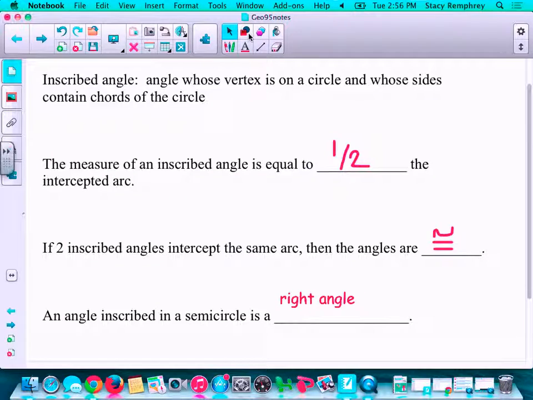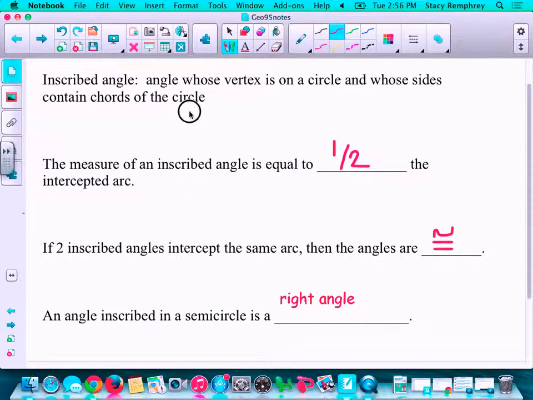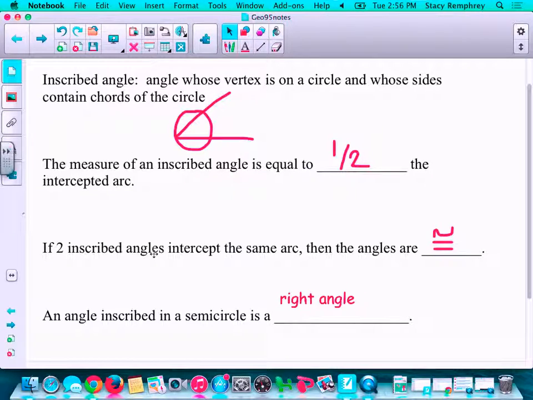So if you need a little diagram of kind of what that looks like. Okay, so there's the inscribed angle right there. We found in our exploration that the measure of an inscribed angle is equal to half of the intercepted arc. And again, you had kind of proven this before in a previous homework assignment involving central angles.